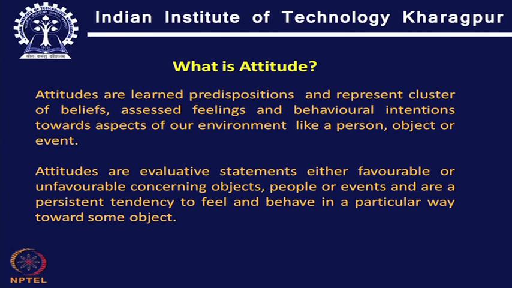And the next point is attitudes are evaluative statements. As attitudes always have your views, it's a judgmental thing, either favorable or unfavorable concerning objects, people or events, and it tells about a persistent tendency. So, attitude is a persistent tendency to feel and act in a certain particular way towards a certain person, event or object. So, first attitude is a predisposition, attitude is learned, it is having positive or negative feeling towards certain objects, people or things, and it is persistent in nature.